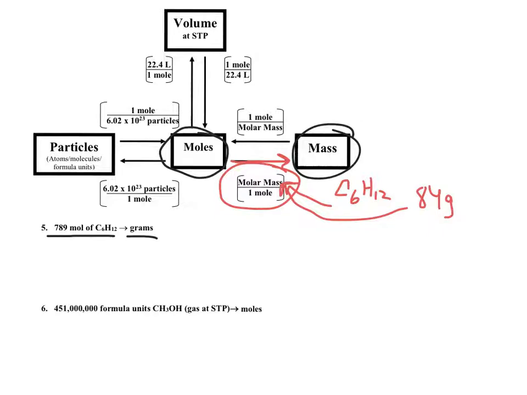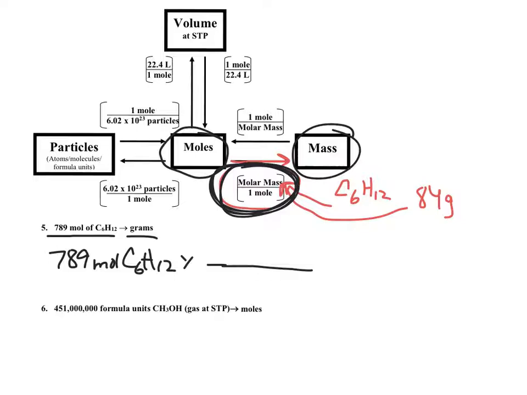But let's start plugging that in. I'm going to write down the number I'm given, 789 moles, and I do want to label it with what compound it is. Remember, eventually we'll be switching compounds, so labeling will become very important. I'm going to use this conversion factor, so I'm going to put my molar mass on top, 84 grams. Remember that 84 grams came from us finding it off the periodic table. And then on the bottom it just says to put 1 mole.